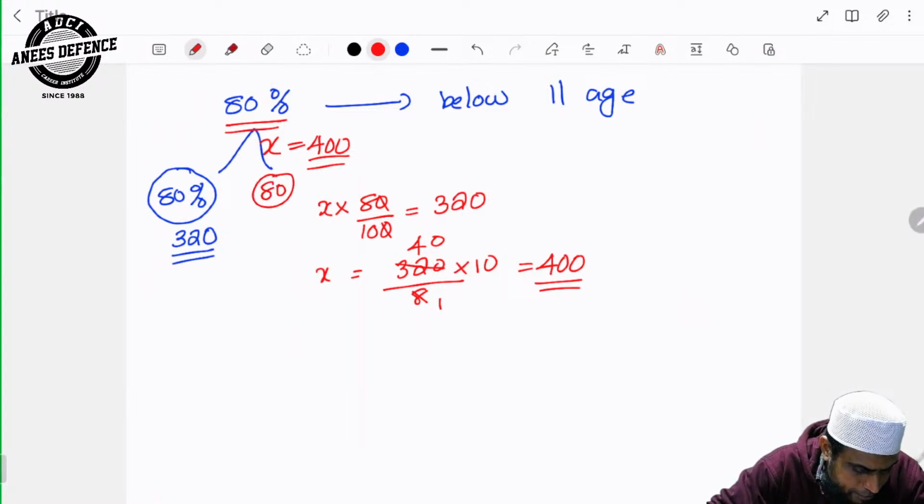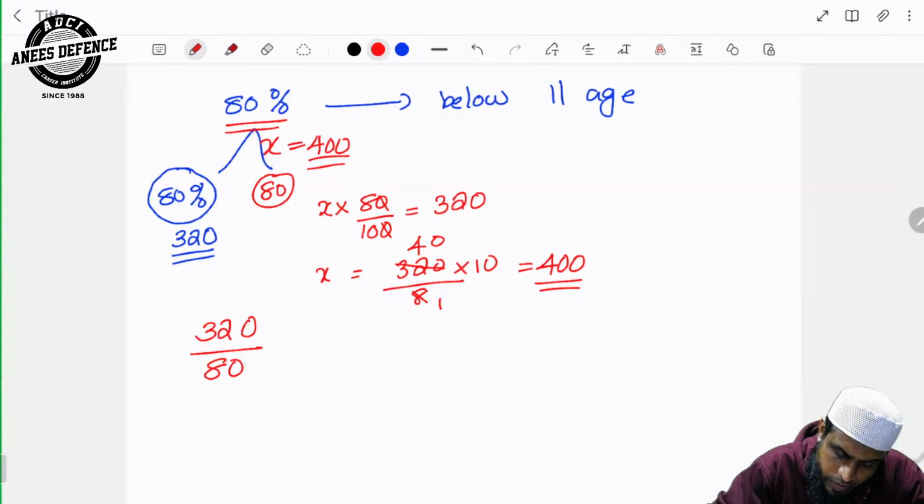So what is the question? The ratio of the number of students below 11 years who are regular and irregular. Regular is 320, irregular is 80. 1, 4. So the ratio will be 4:1.